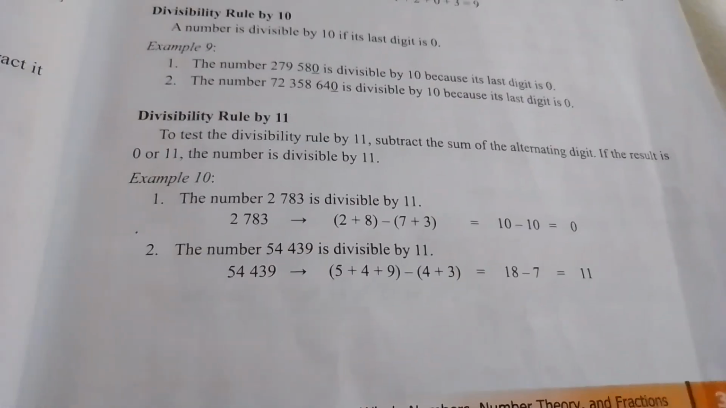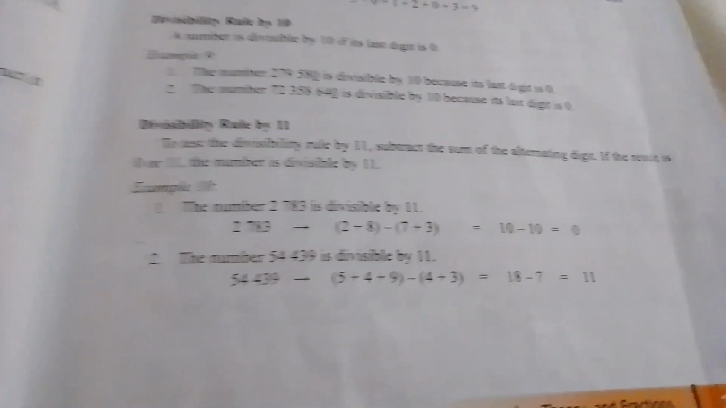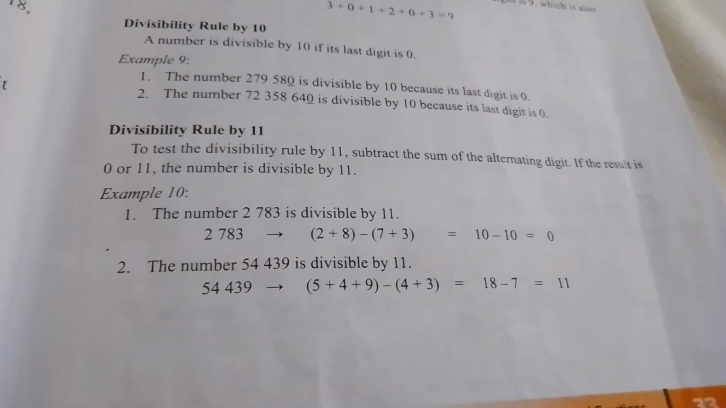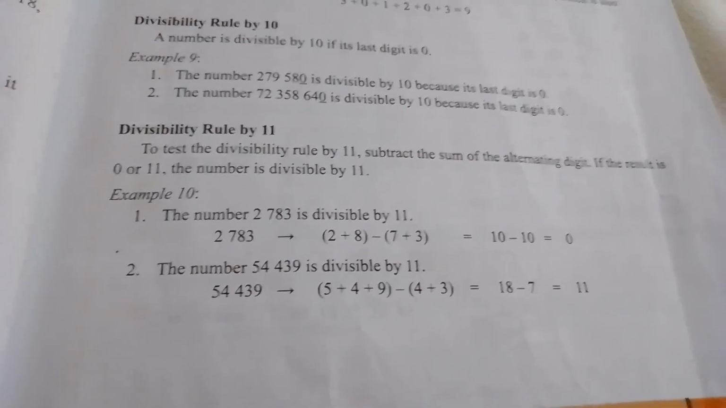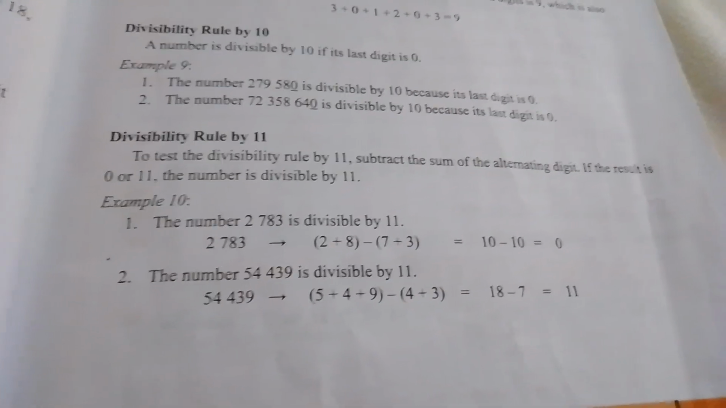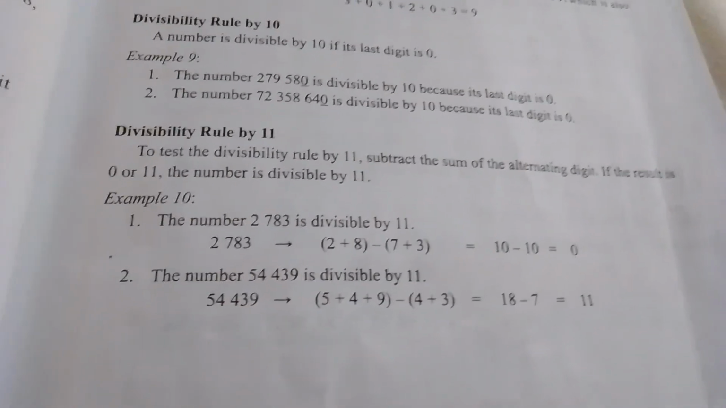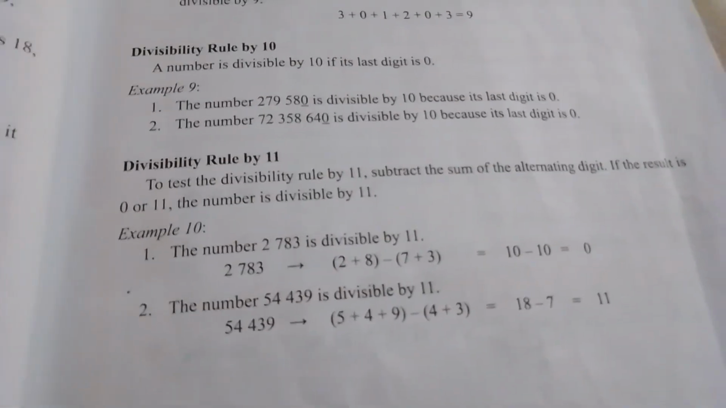The number 54,439 is divisible by 11. 5 plus 4 plus 9 minus 4 plus 3. This one is 18 on the left side and 7 on the right side, so that's 11. So that will be divisible by 11. Let's try the last one.